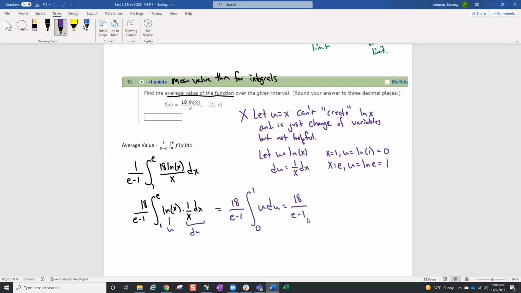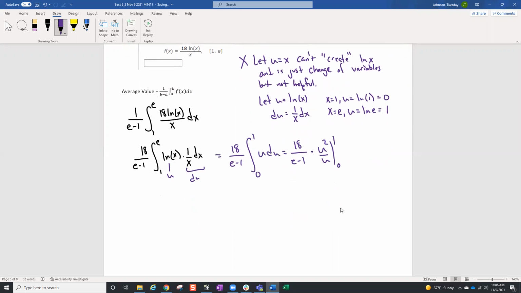0 to 1, we'll have 18 over e minus 1 times, all right, the antiderivative of u is u squared over 2. I'm going to evaluate that from 0 to 1. And when I have this weird coefficient, this 18 over e minus 1, I don't know why I wrote u squared over u instead of u squared over 2, perhaps because they're rhyming.